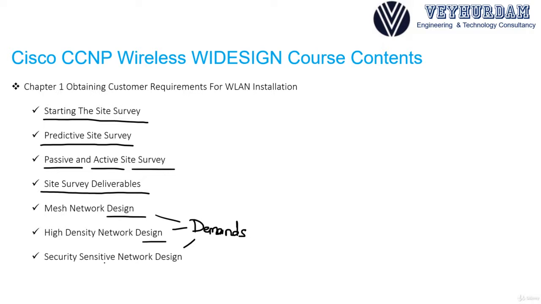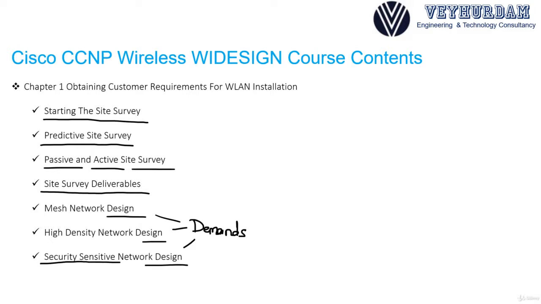What makes a network design a security sensitive network design? What can we think about? What can we be cautious about for security sensitive network designs? These videos will be talking about demands, not the actual design, but the demands of it. What makes it a high density network design?